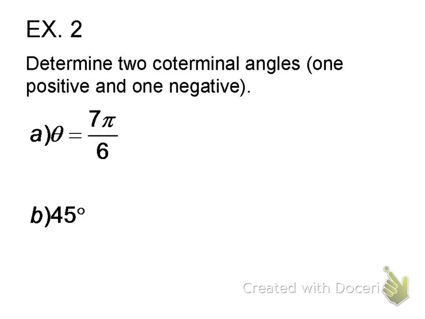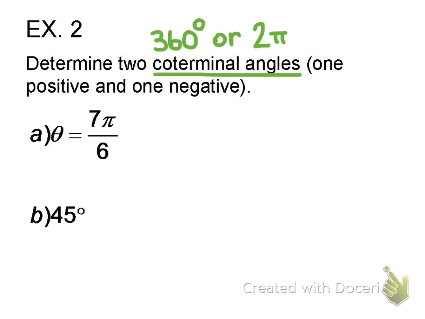Okay, so number 2 says to determine two coterminal angles, one positive and one negative. So coterminal angles, if you remember, add to equal 360 degrees, or in radians, they would add to equal 2 pi. So whatever measurement you're given the angles in, that's the measurement that you need to use to figure out coterminal angles, or anything else. If you're given degrees, use degrees. If you're given radians, use radians.